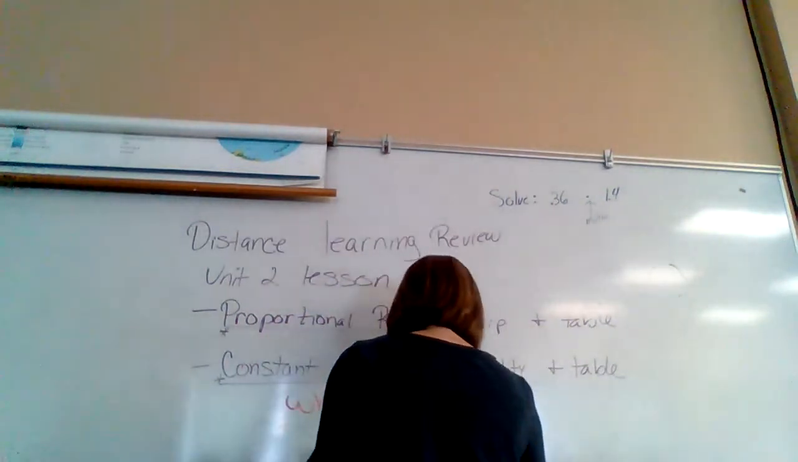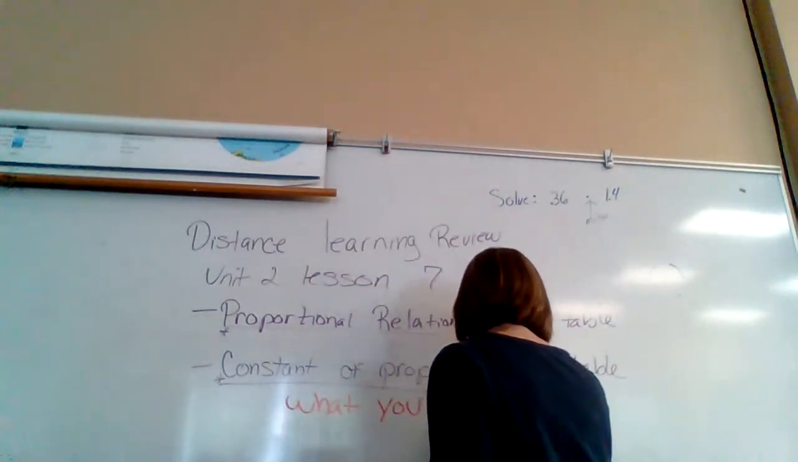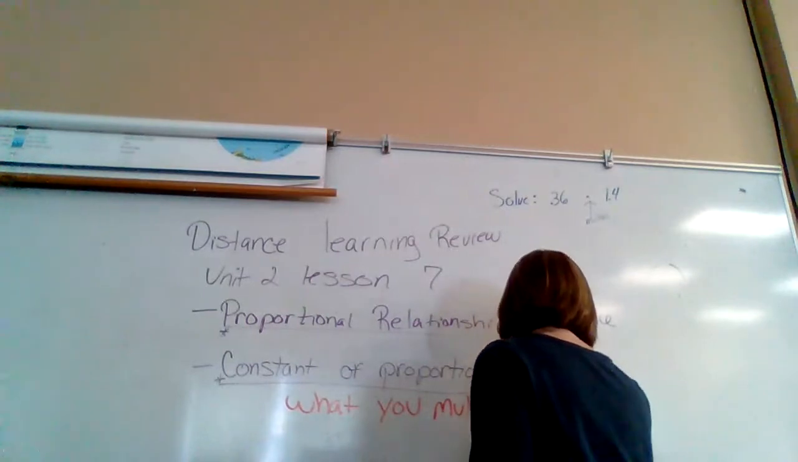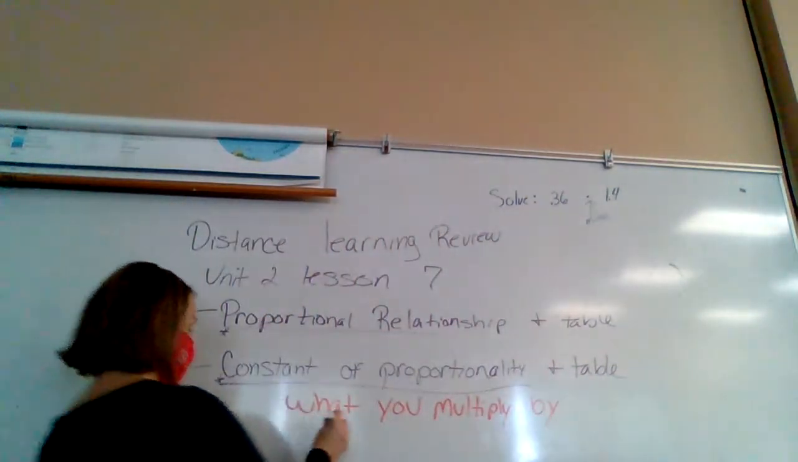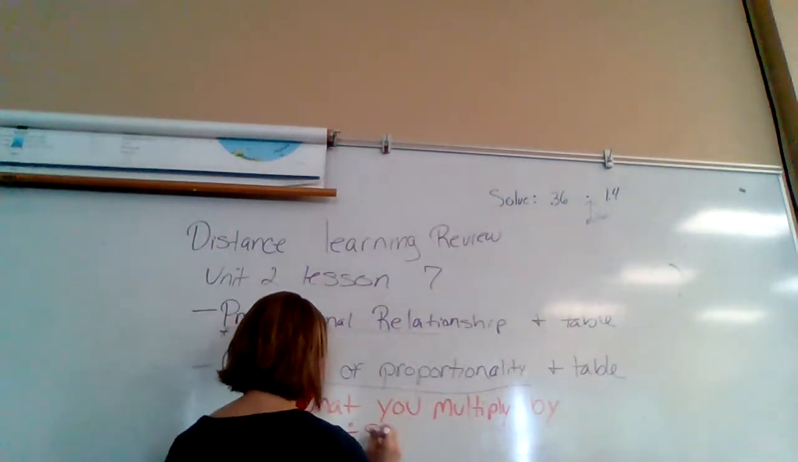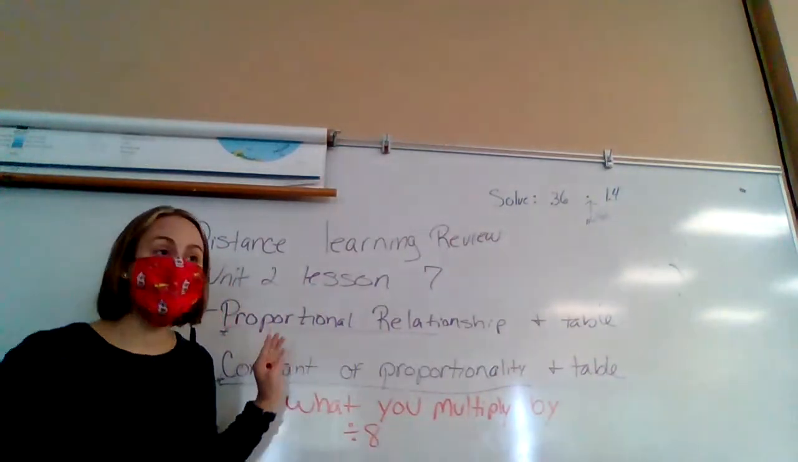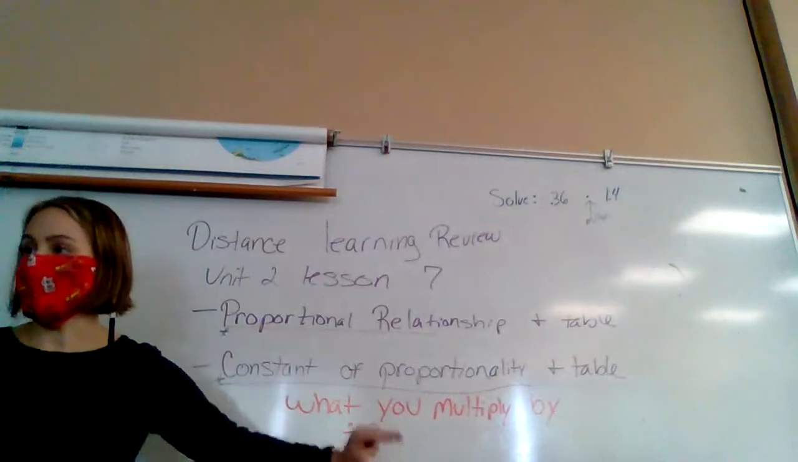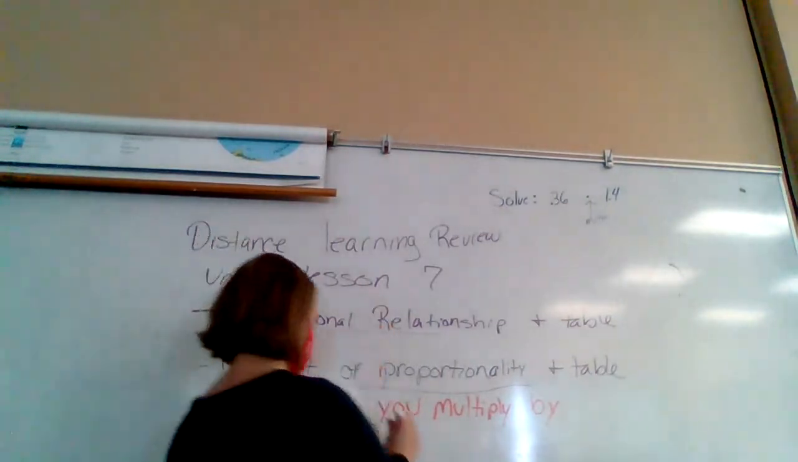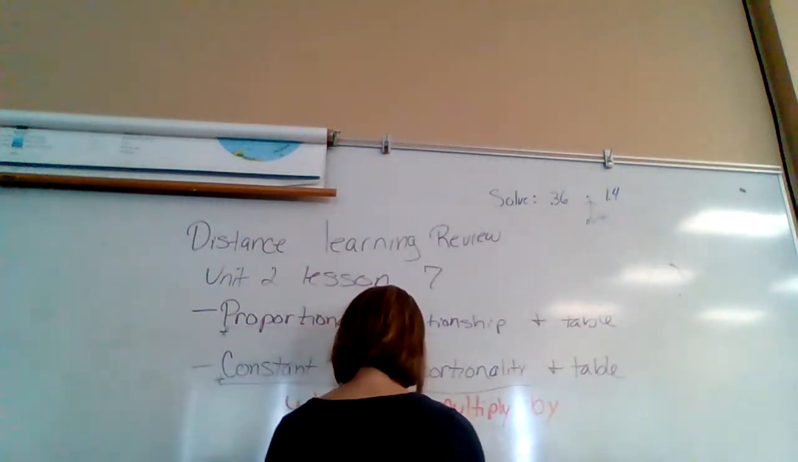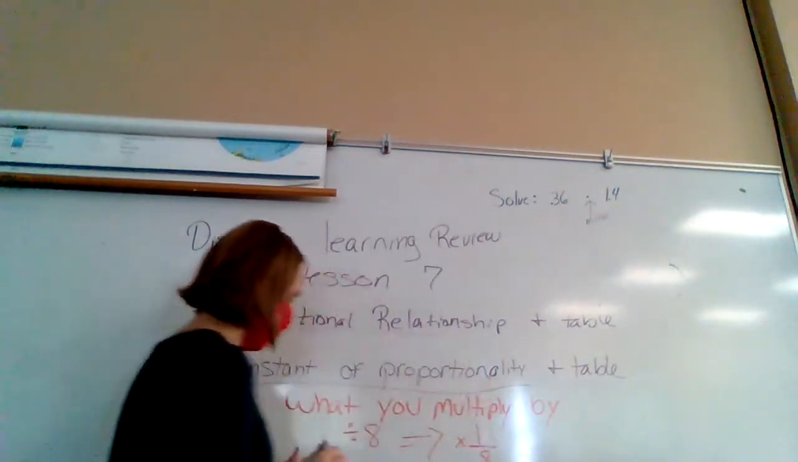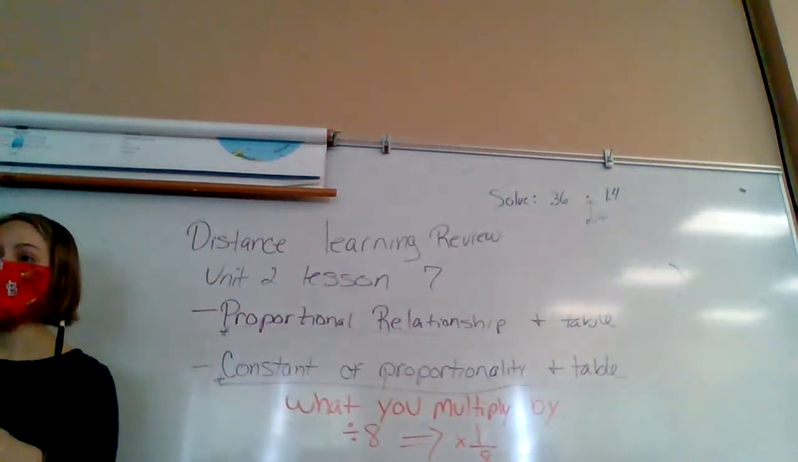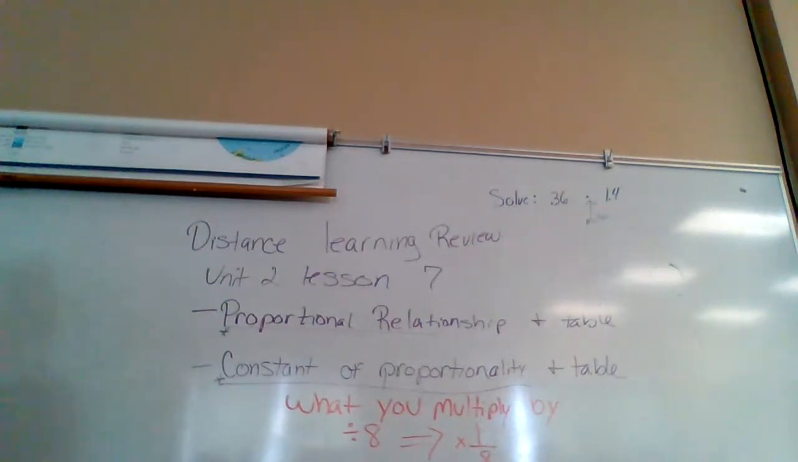You should write this down: what you multiply by. So instead of saying what you're dividing by, we're going to say what you're multiplying by. You need to multiply by 1 over 8. Does that make sense?